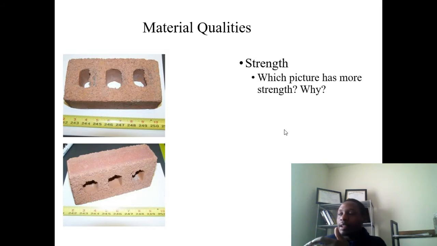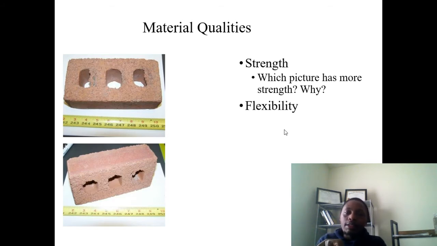So one of those qualities is the strength, okay? And when we are talking about the strength, here we are going to choose a material that is stronger to sustain the different loads that are going to be subjected to either our building or our infrastructure or wherever that project is. So these materials must withstand the different forces that will be acting on that structure.